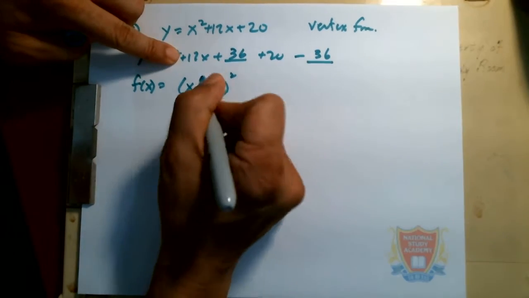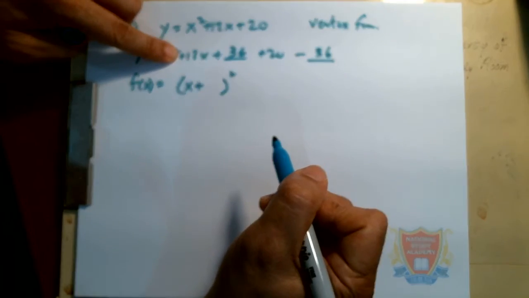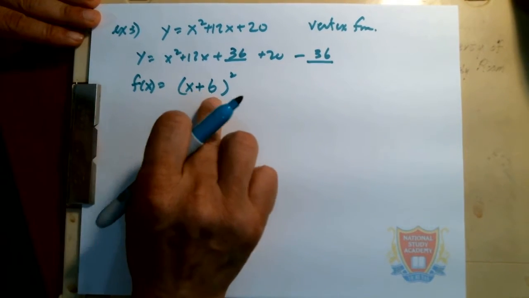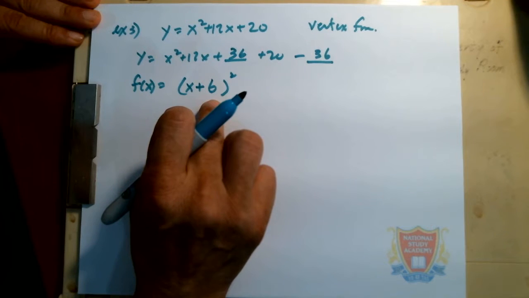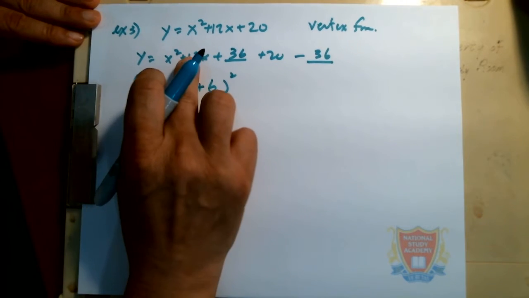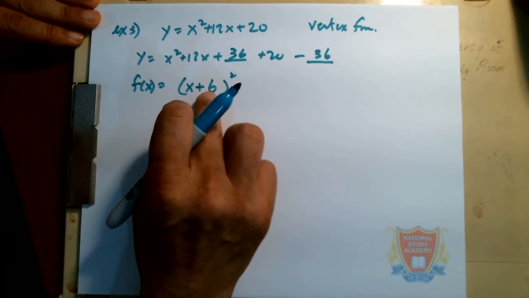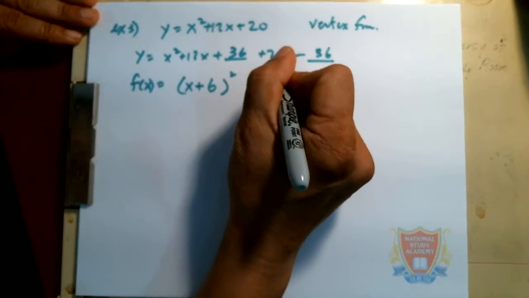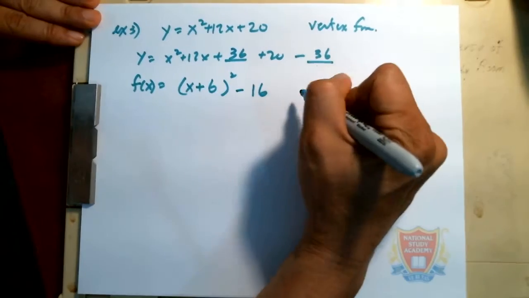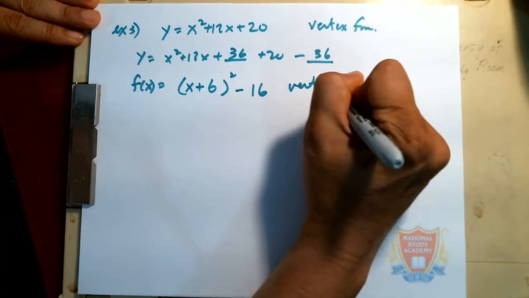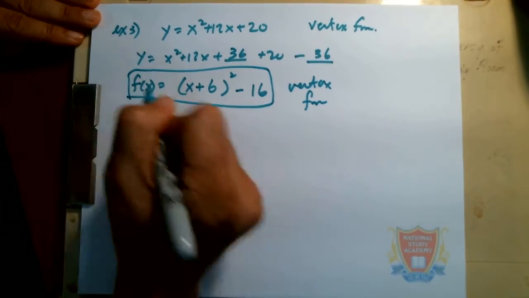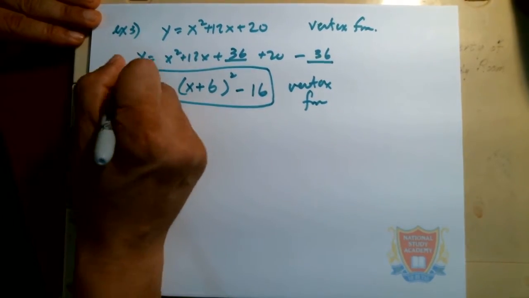You drop the sign, it's the same sign, and half of 12 is 6. If you go x squared, we double that, x times 6 is 6x, times 2 is 12x, there it is, and we square the last one, 36. And then 20 minus 36 is minus 16. That's in vertex form. You will have to know how to do this for your exam as well, so might as well learn it now.